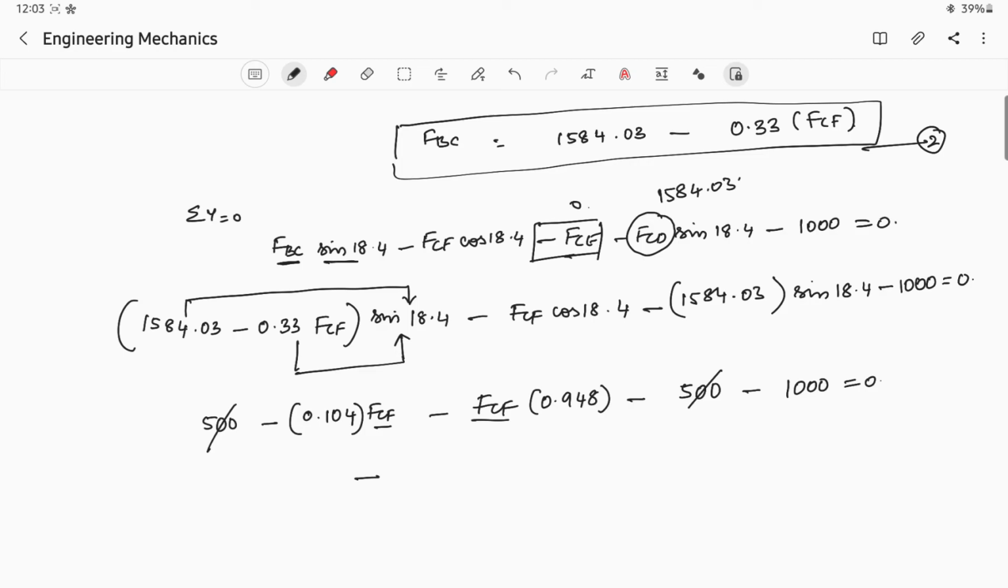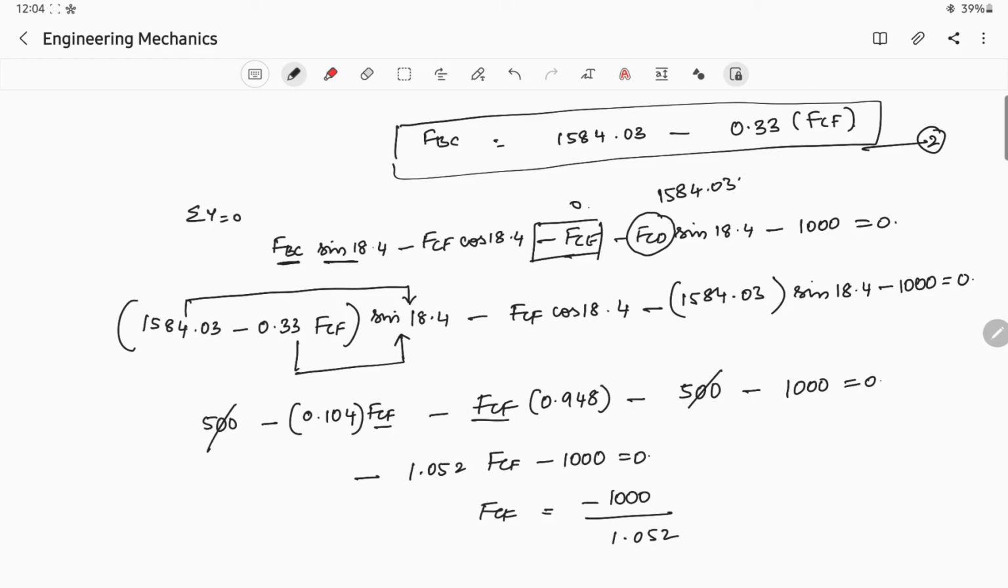0.104 plus 0.948. You will get it as 1.052. So minus 1.052 FCF minus 1000 is equal to 0. So FCF is equal to minus 1000 divided by 1.052.